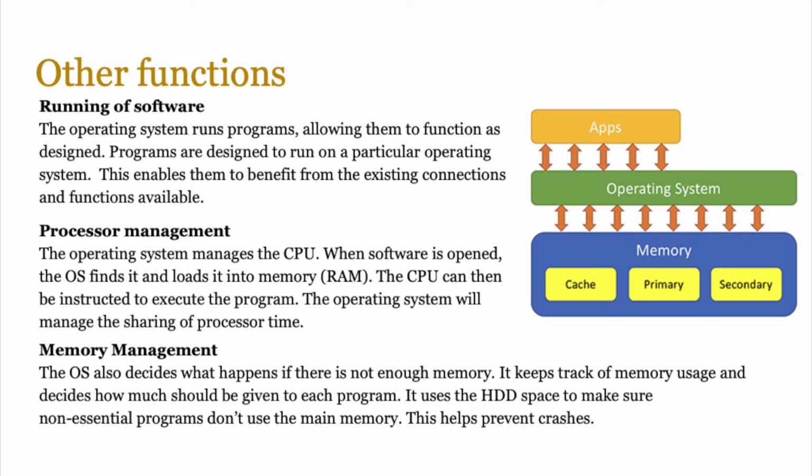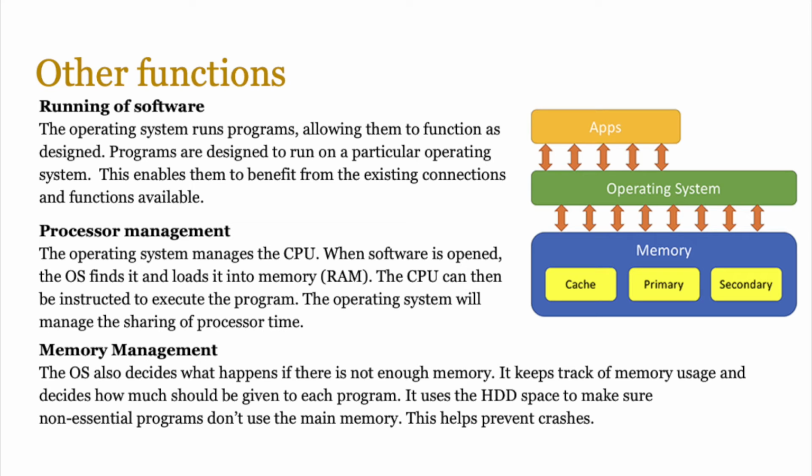Of course, there's processor management, and here the operating system manages who has access to the CPU. It does that through the use of queues. So when software is opened up, the operating system finds it and loads it into the RAM. The CPU can then be instructed to execute or run the commands in that program. So the operating system manages the sharing of processor time.